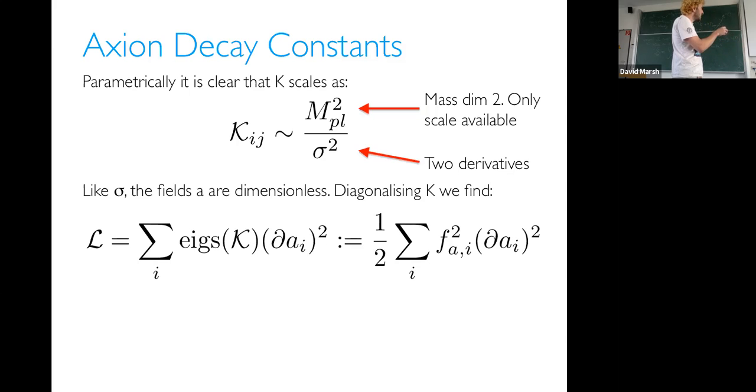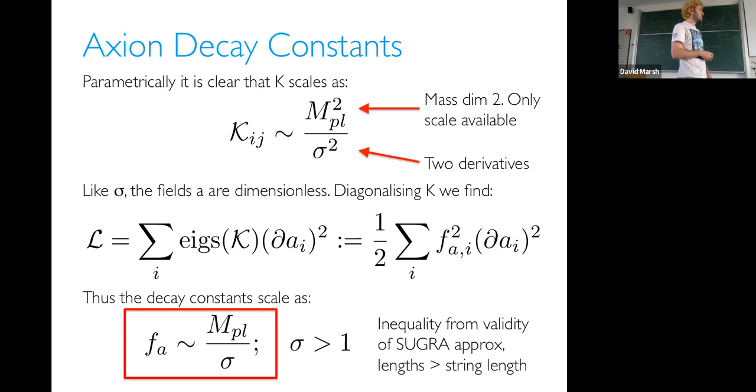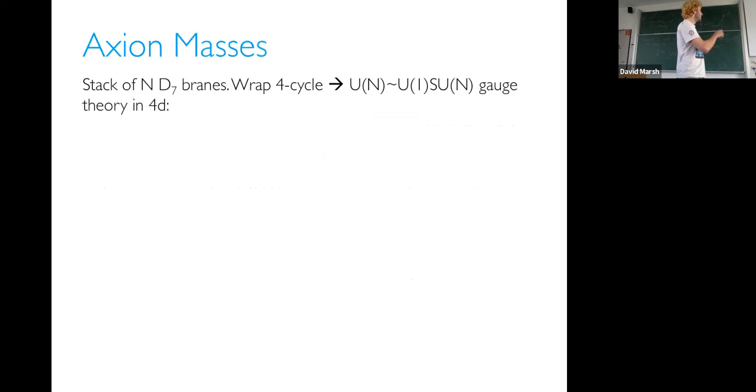So we can diagonalize this metric K. In the Lagrangian, instead of being Kij dAi dAj, like I wrote on the board before, I can diagonalize K and I just get the eigenvalues of K times dA squared. The eigenvalues of K are the decay constants. This is our Lagrangian like we had before for the axion, f squared d theta squared. So this tells us the first important result that we learned. The decay constants scale like m Planck over sigma. Sigma had better be larger than 1.